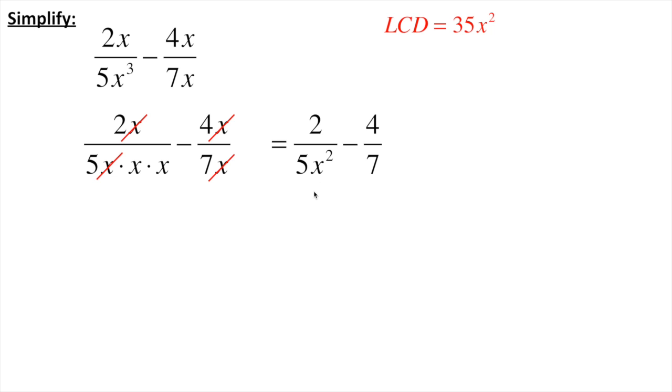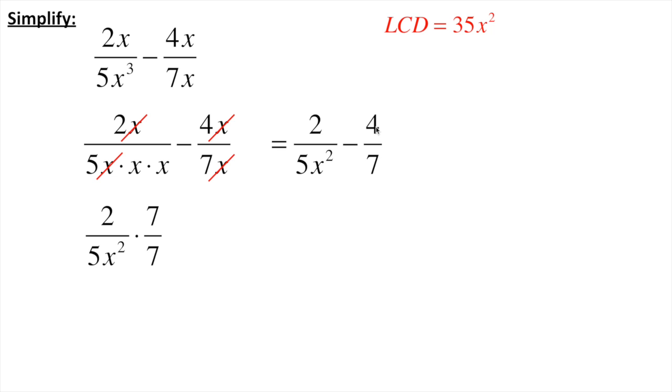Okay, now I need to look at this one. What do I have to multiply this side here by to get 35x squared? Looks like I'm just missing the 7, so I need to multiply top and bottom by 7. Now if I multiply top and bottom by 7, remember this is just multiplying by 1. 7 over 7 is just 1, so I haven't changed the value at all. I'm just trying to create this common denominator.